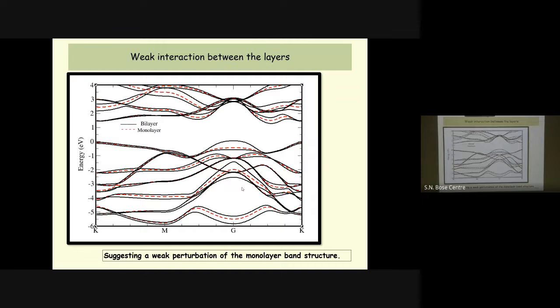And so indeed we see that going from the monolayer to the bilayer, you see some changes in some parts, but essentially the band structure remains quite similar for both these cases. This says that if I have a monolayer and I bring one more layer, there should be a very weak perturbation of the electronic structure. So this adds more to the puzzle of what is happening in the crystal structures.